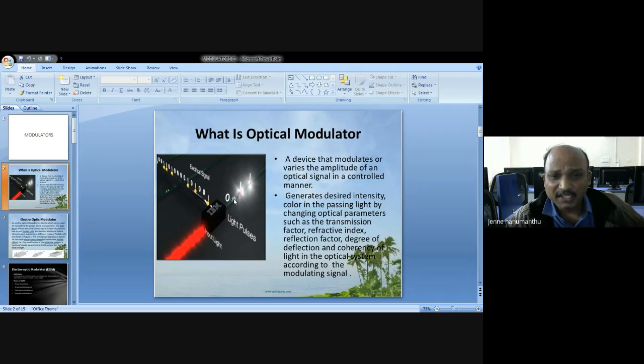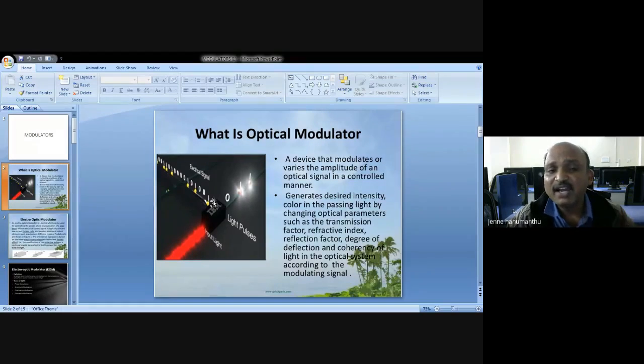Optical modulators. See, once again I am writing here: a device that modulates or varies the amplitude of an optical signal in a controlled manner. Why is the word controlled manner used? Controlled manner refers to the fact that we have two inputs to the modulator. One input is the laser beam, also called input light. The other input is the electrical signal. Electrical signal means applied input voltage or applied input current. That is in our hand.